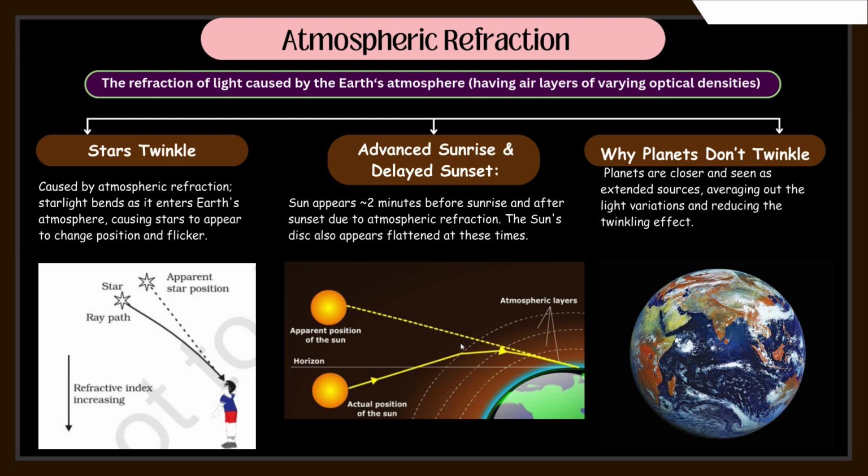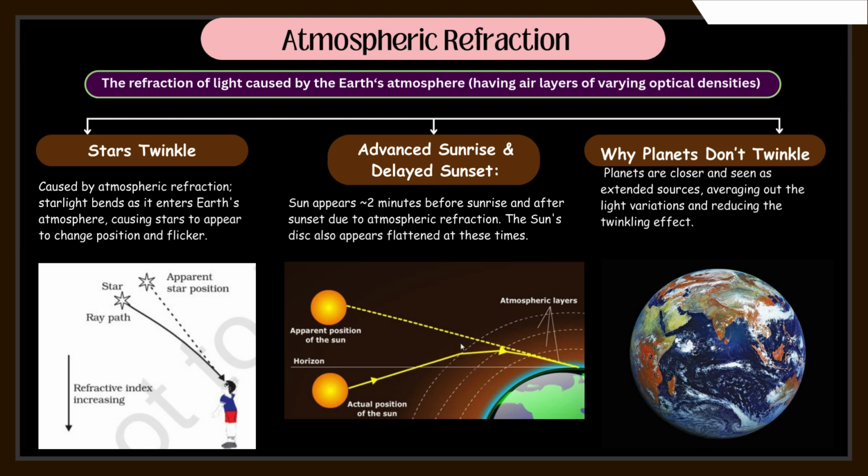Now let's talk about something amazing: how our Earth's atmosphere bends light and creates visual effects we see every day without even realizing it. This phenomenon is called atmospheric refraction. Atmospheric refraction is the bending of light as it passes through different layers of the Earth's atmosphere. These layers have varying optical densities due to differences in temperature and pressure, so light slows down and bends as it moves through them. This bending causes 3 major effects. Let's understand them one by one. First, why do stars twinkle?